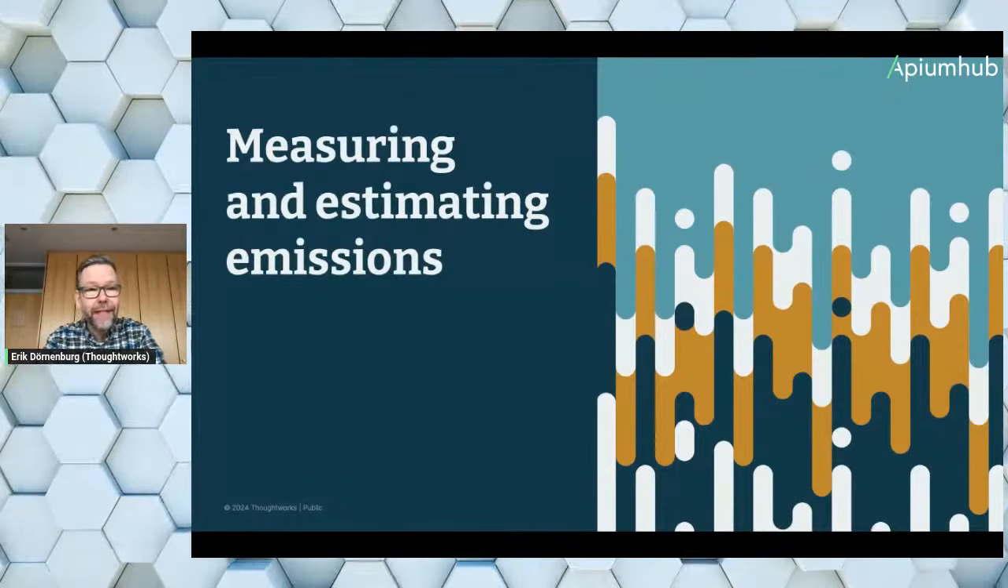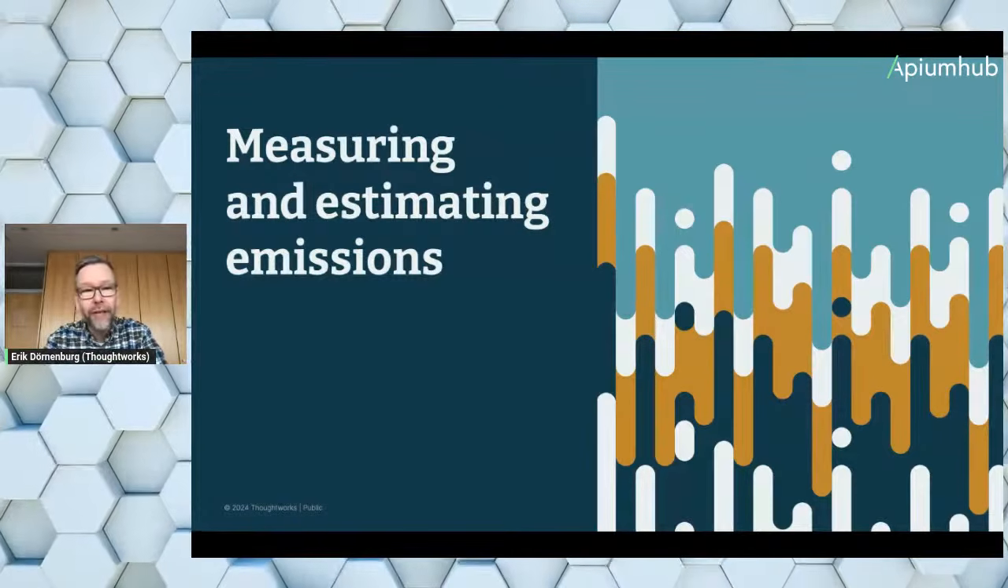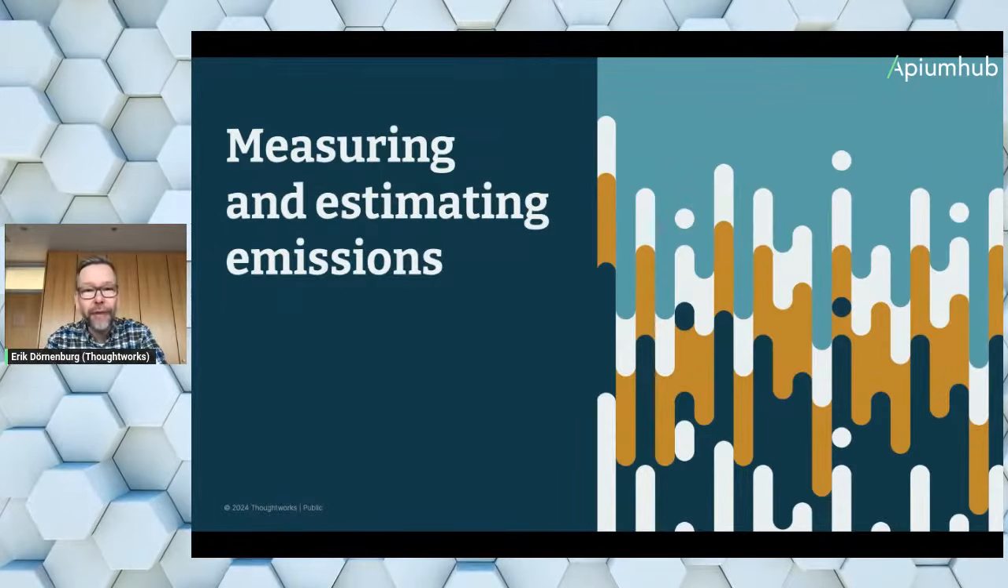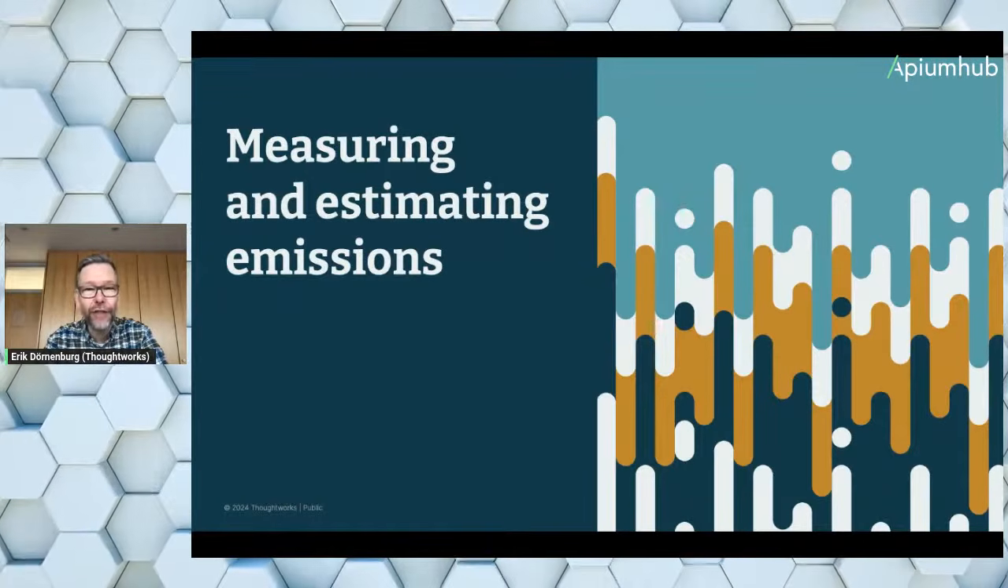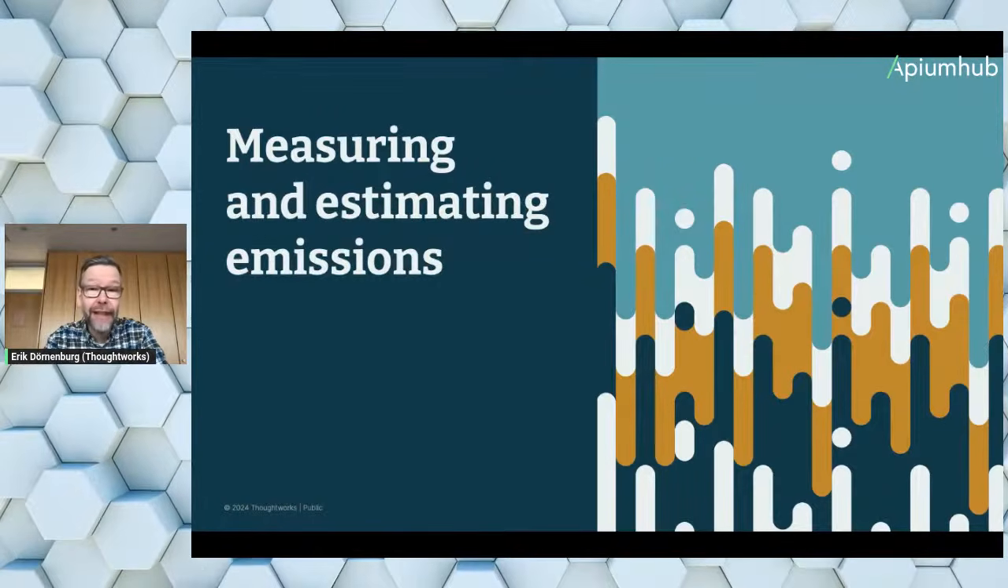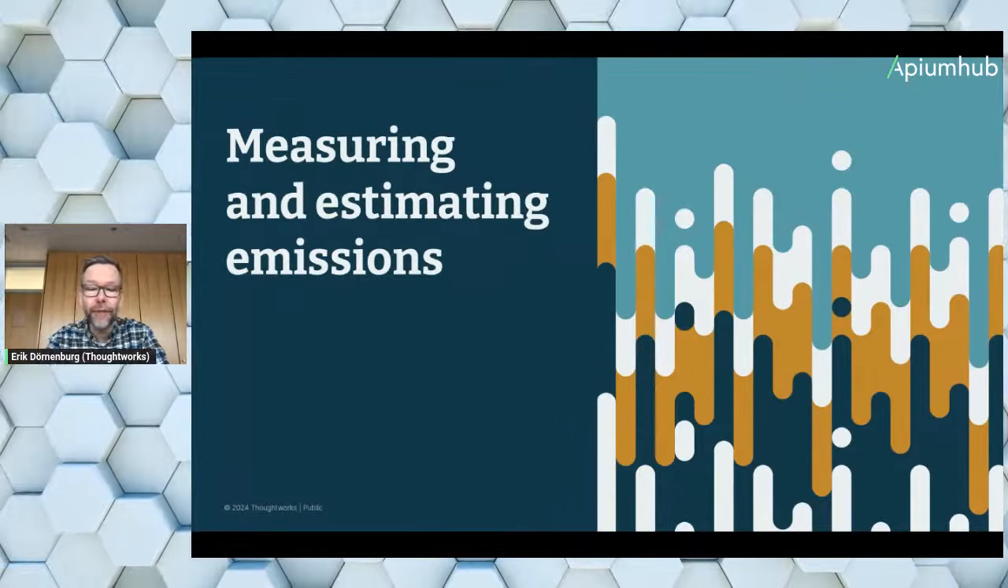Now, second section of 3, measuring and estimating emissions. And I will be very honest with you, almost all of this will be about estimation. There's one slide at the end that actually talks about measuring, but that is, as far as I can tell, the state of where we are at the moment.